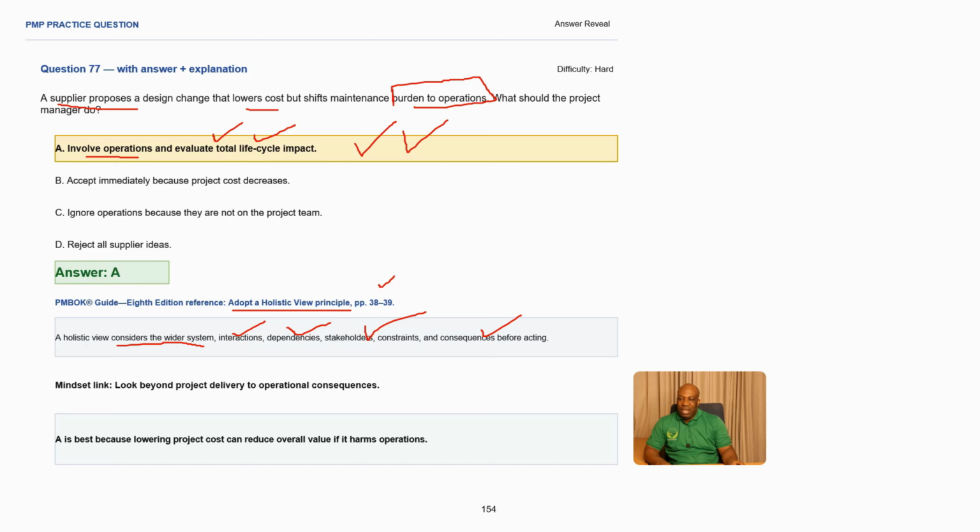So what does it mean? You have a supplier who is proposing something that is going to lower the cost, but it's going to affect operations. So you need to integrate. You need to make sure all the systems are working together. What is the impact of integrating that? And what is the best mindset that you can apply here? You need to look beyond project delivery into operations. When you finish your project, you're going to hand over to operations. So you don't want to hand over to operations and then start facing issues from that point onwards. Making A the best answer because lowering project cost can reduce overall value if it harms operations. People might not accept it when you hand over to operations. Making A the best answer in this scenario.